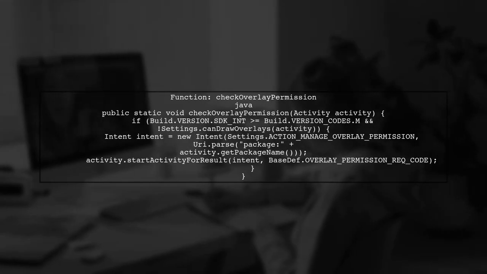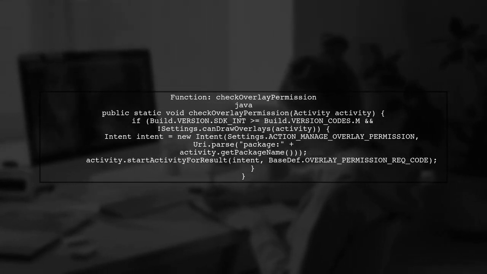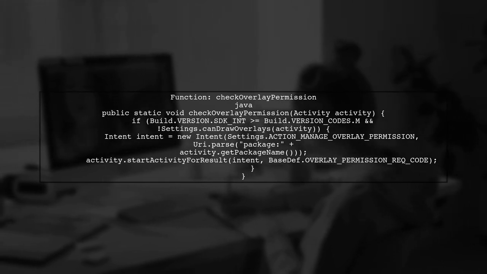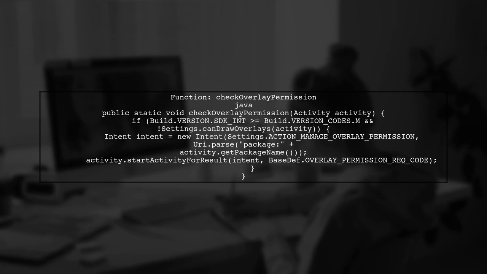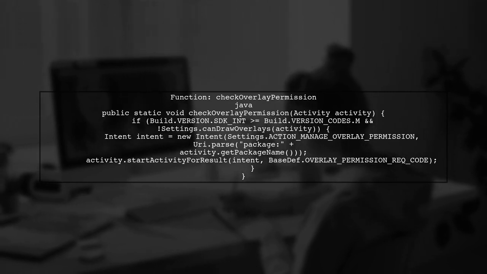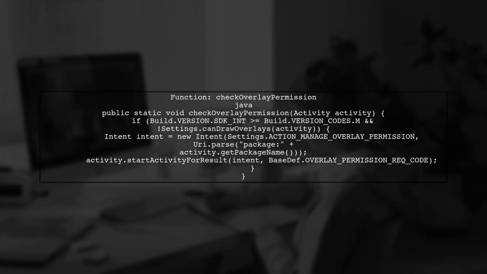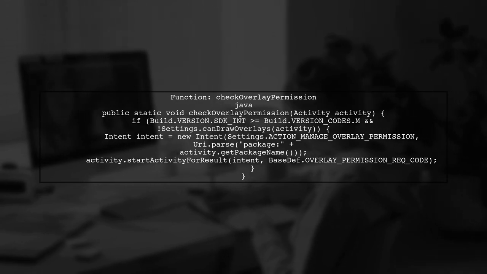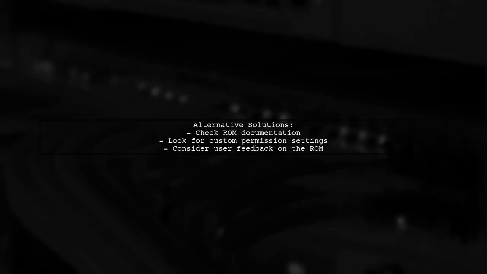Let's take a look at the function you provided for checking overlay permissions. It uses the Settings.canDrawOverlays method to determine if the permission is granted. If the standard method fails, you might want to check if the ROM provides an alternative way to request overlay permissions. Some custom ROMs have different settings or methods for managing permissions.